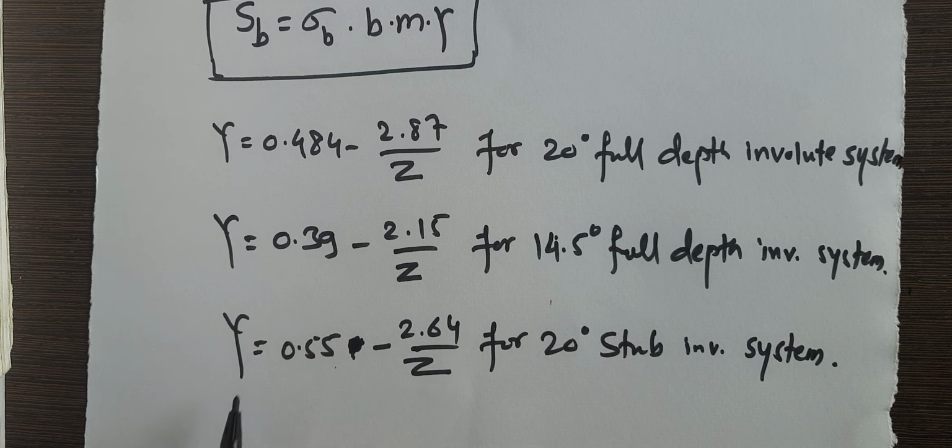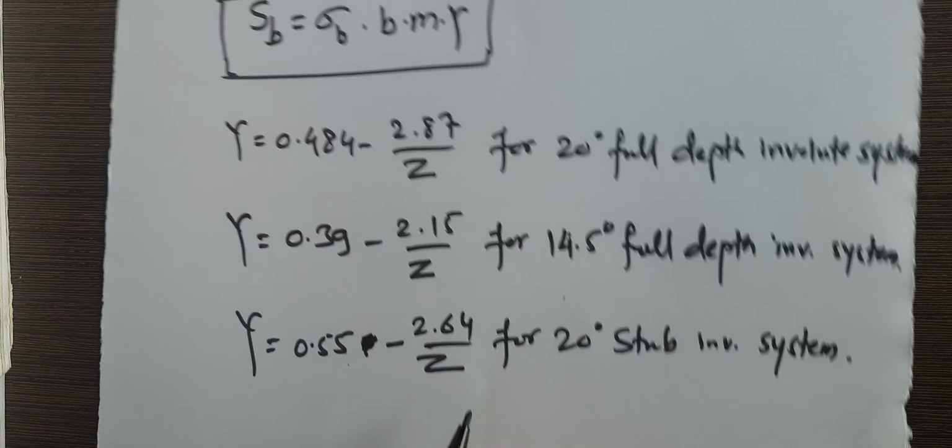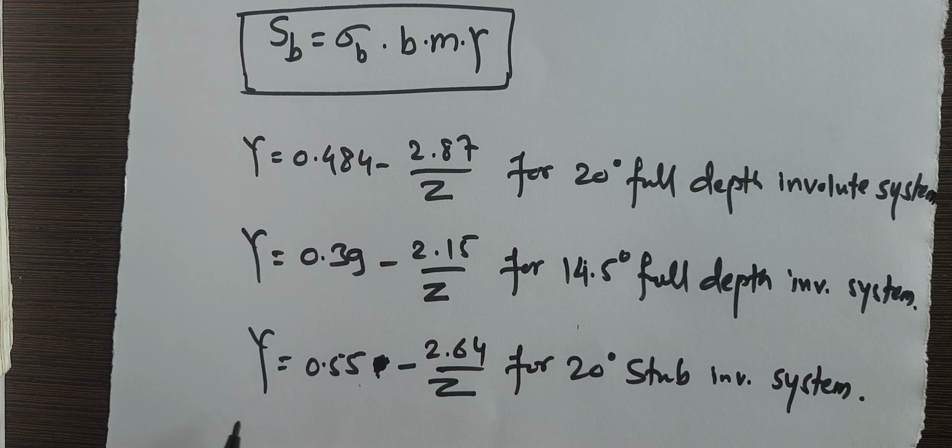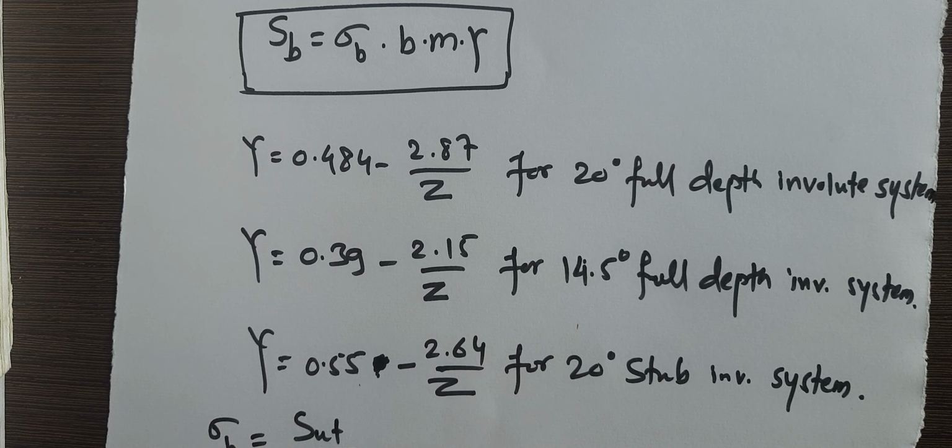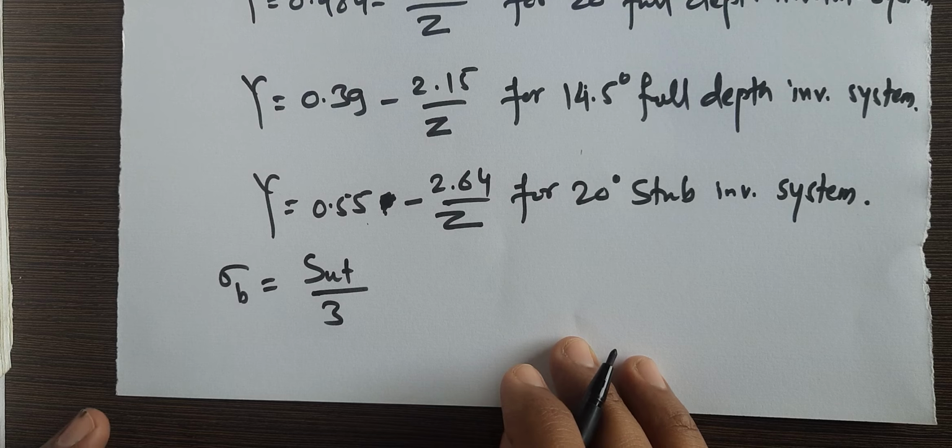Now if you are finding Y for the pinion, you have to put here Yp and here Zp. If you are calculating Y for the gear, here Yg and here Zg. So you will get Y. Now the second term is the bending endurance strength sigma b. You can calculate sigma b by your ultimate tensile strength divided by 3, so sigma b will be Sut by 3. From this formula you can calculate sigma b.